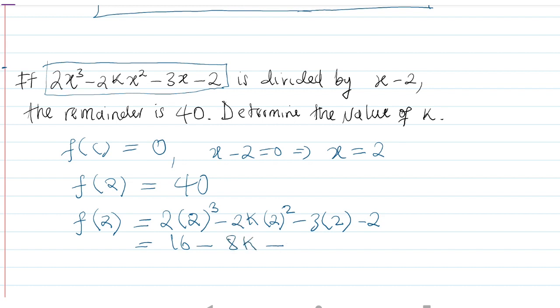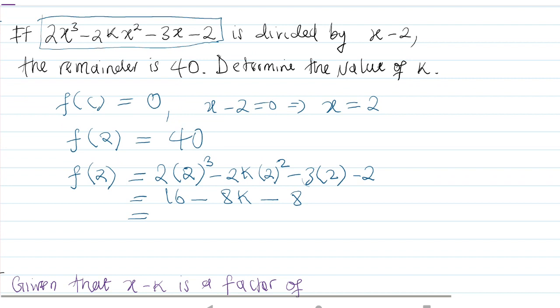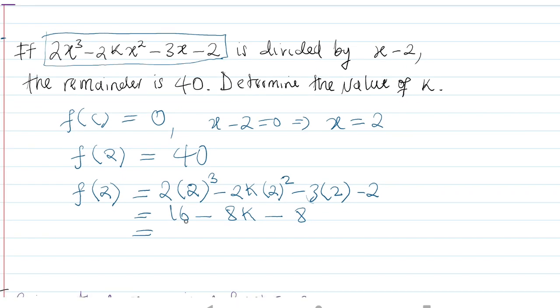K minus this is negative 6 minus 2 becomes 8. Okay. So this simplifies to 16 minus 8 is 8 minus 8k. All right. Now let us put the pieces together. When we evaluate the given function at 2, we are getting 8 minus 8k.